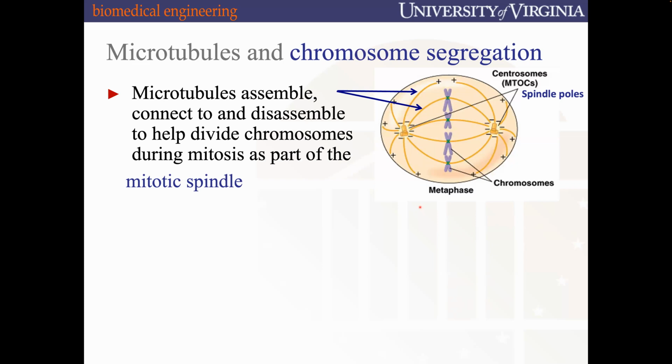So this process of chromosome segregation is greatly facilitated by these centrosomes that are a type of microtubule organizing centers, or MTOCs, and they allow the microtubules to connect to, disassemble, and divide these sister chromatids during cell division. And this is part of mitosis. So the microtubules are a component then of the mitotic spindle.